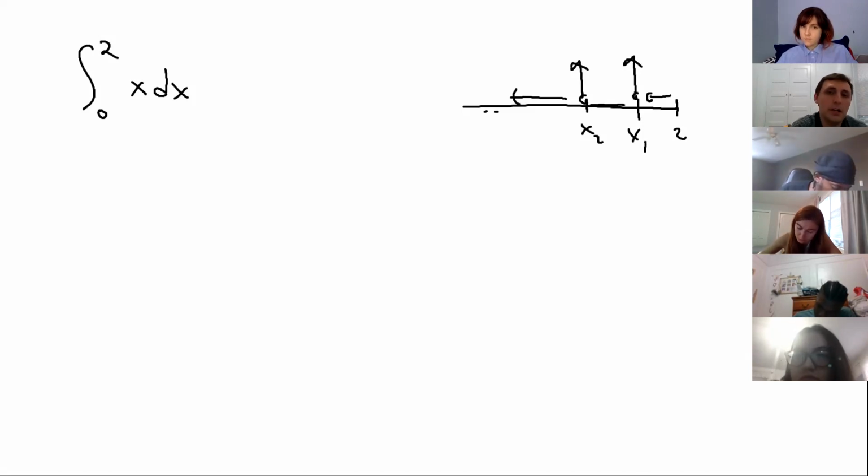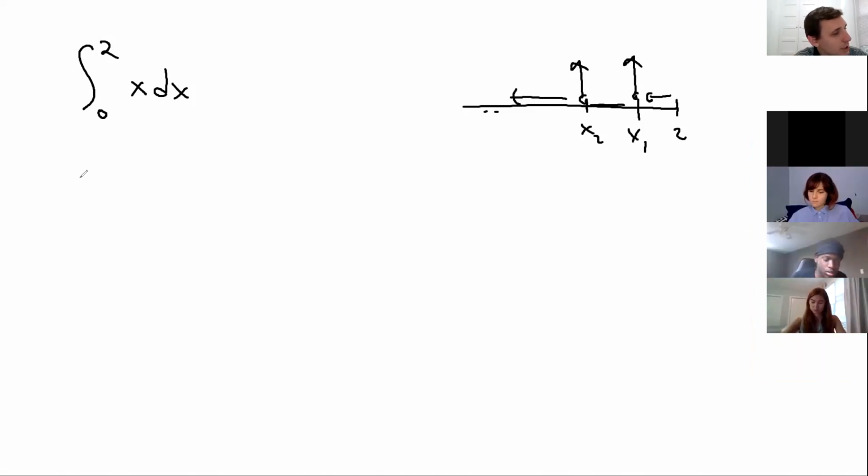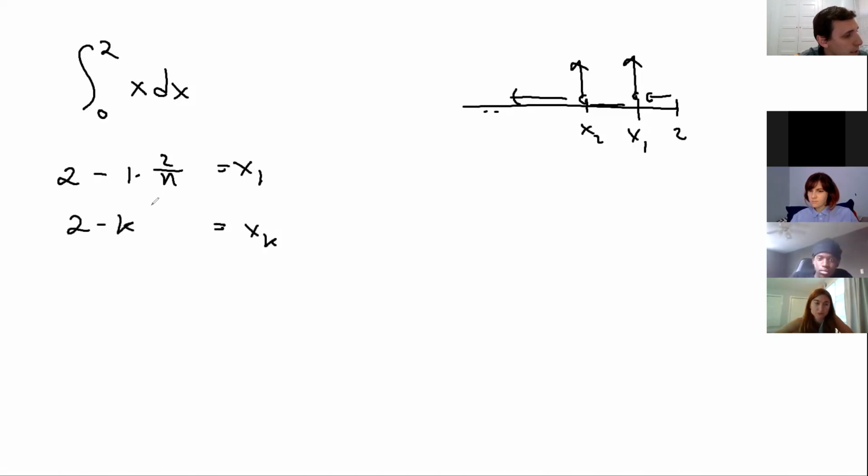Guys, have you ever given anyone directions? So here they say, how do you get to the point x1? Oh, start at 2 and then displace by 1 times 2 over n. Do you agree? That would be x1. Very good, very good. Sandra, amazing. Very good, right? You just walk backwards, right? So in general, what is xk? That's 2 minus k times 2 over n.